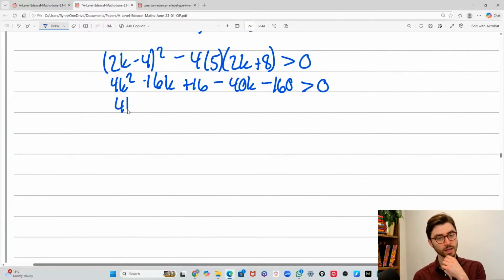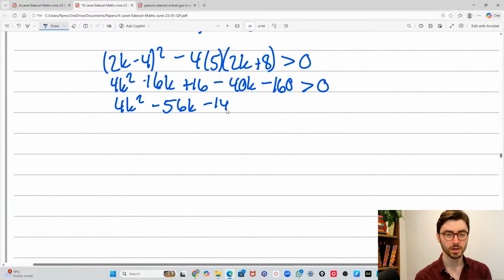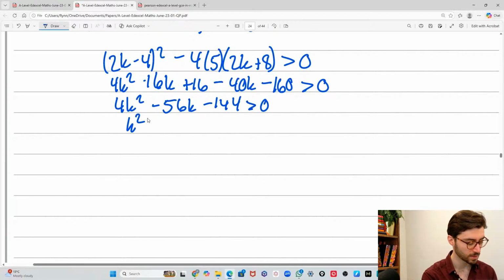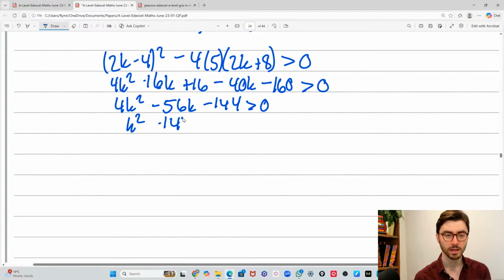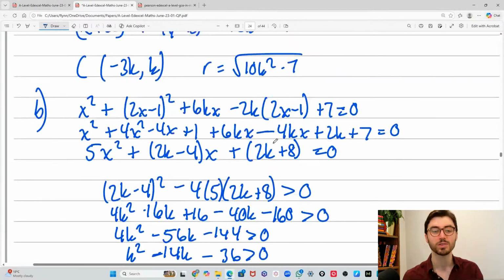So we got 4k squared minus 56k, and 16 minus 144 must be bigger than 0. I think this all divides by 4. So 56 divided by 4 is 14, and 144 divided by 4 is 36. With a quadratic inequality, you have to sketch it, which means first you have to factorize it. This does not seem to want to factorize, which upsets me in a very personal way.